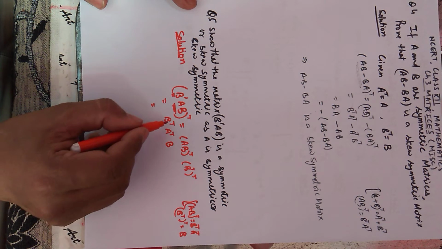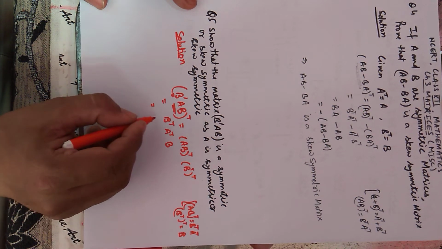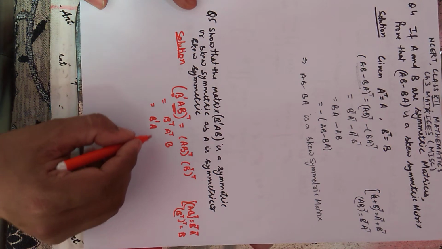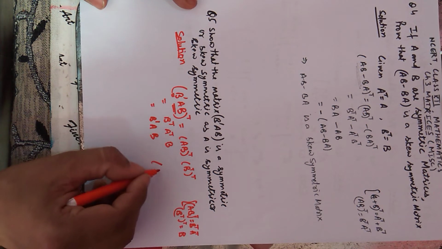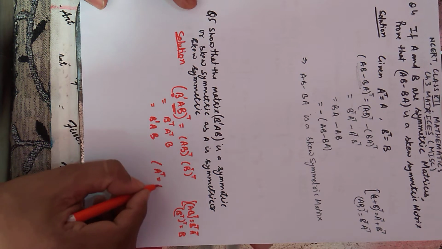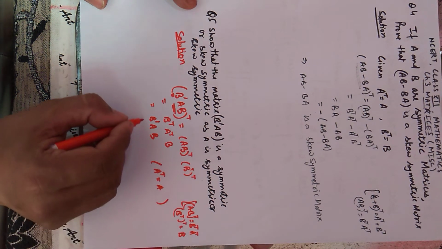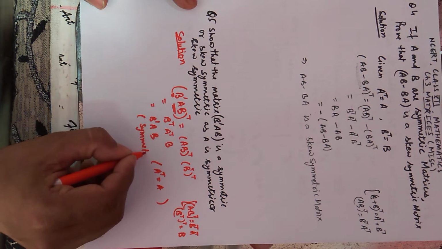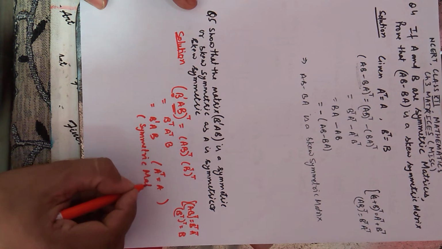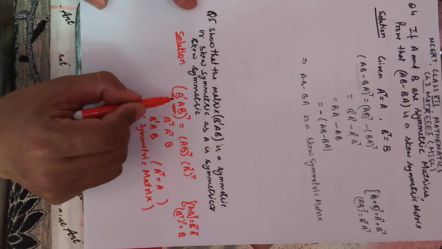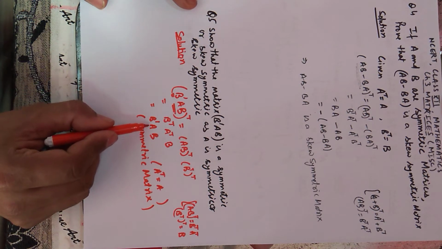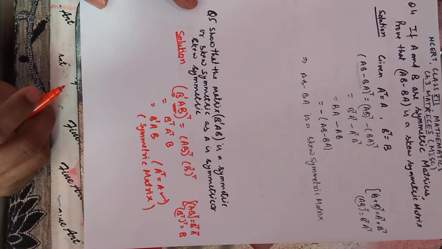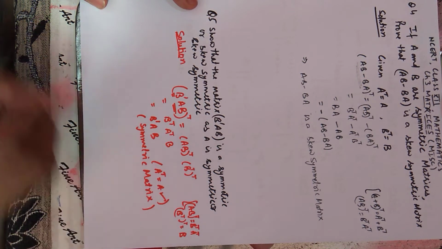Now this B transpose A transpose, this will be B A B transpose, and this is B. I'm taking A transpose as equal to A, this implies that this is a symmetric matrix, because B dash AB we are getting BAB. So this is a symmetric matrix, and we have taken A as symmetric matrix.